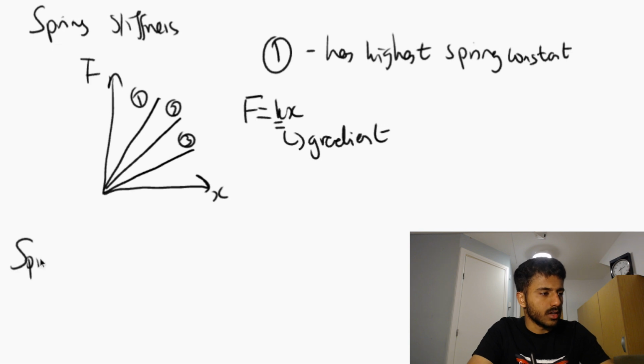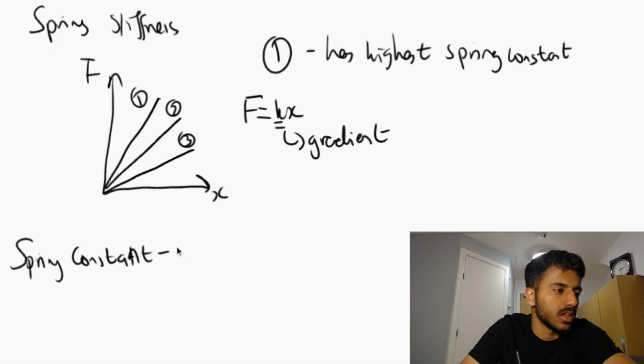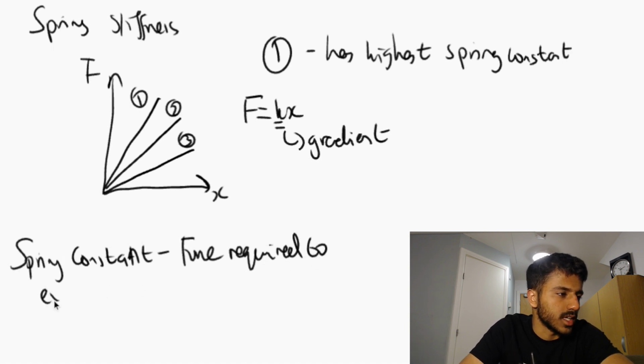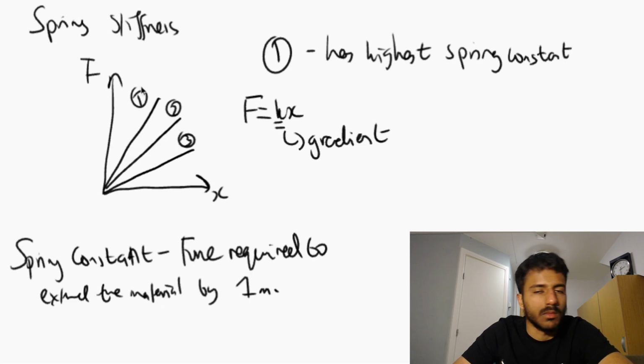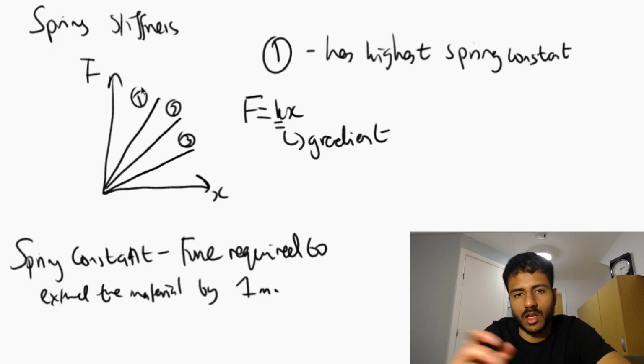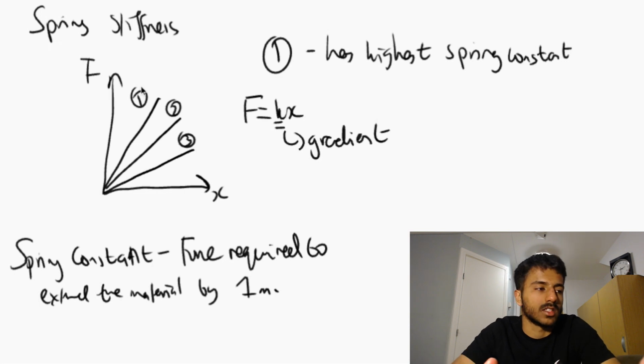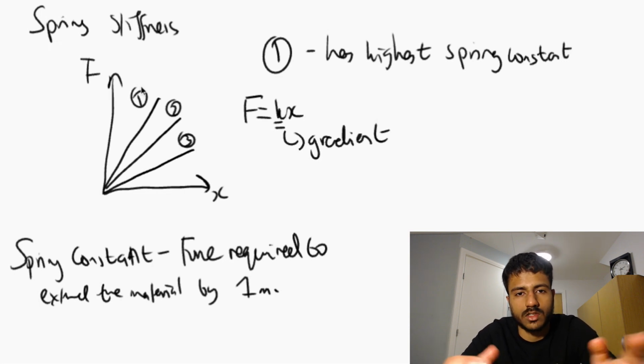And what the spring constant actually means is that it's the force required to extend the wire or string or the material by 1 meter. So you can see here that string number 1 would require a lot more force to extend it by the same amount as the other two strings. So that means that in this case, wire 1 would have the highest spring constant.